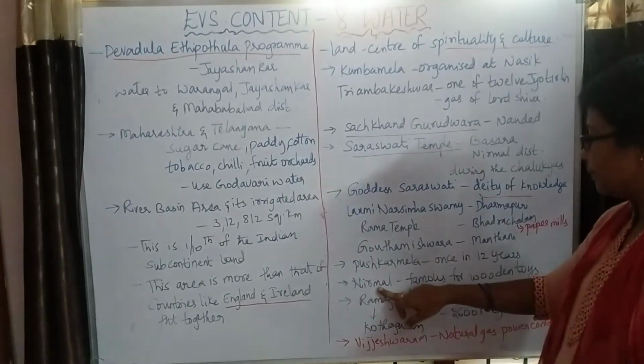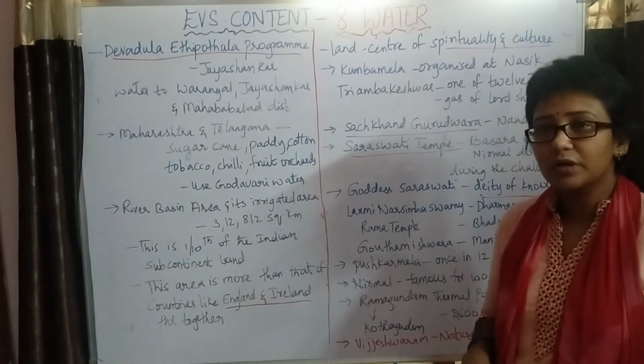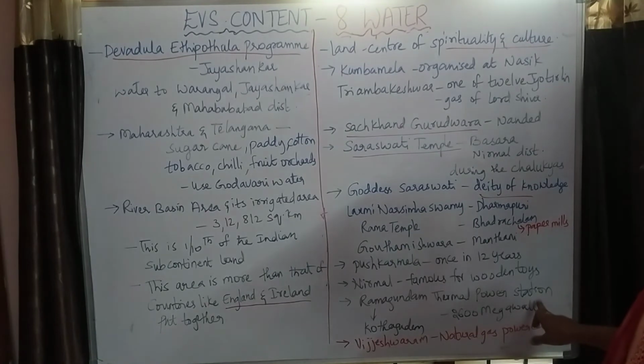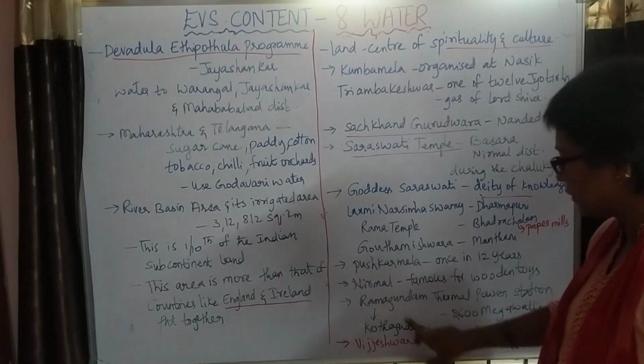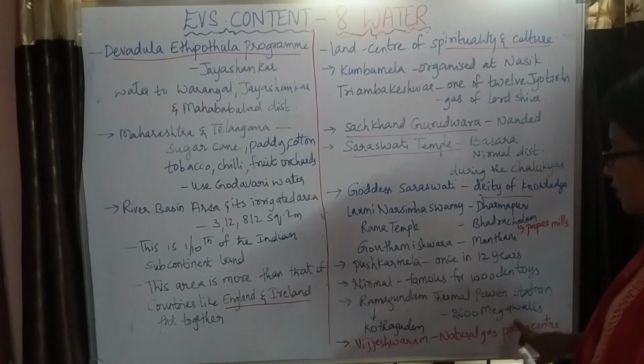Next, Nirmal district is famous for wooden toys. In Nirmal district, mostly wooden toys are prepared. Next, the Ramagundam thermal power station, which is located in Kothagudem, will produce 2600 megawatts of electricity.